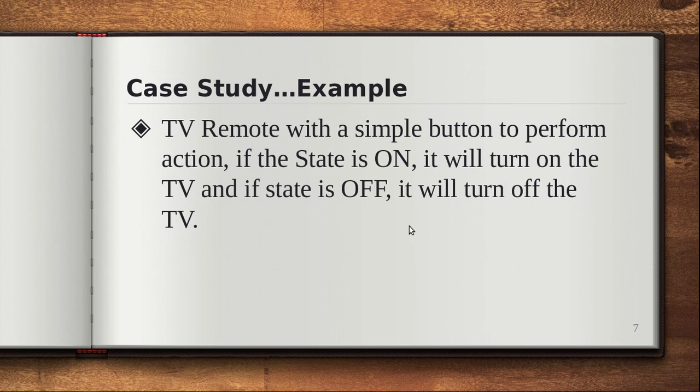Here I have taken a second case study, for a TV remote: a TV remote with a simple button to perform an action. If the state is on, it will turn on the TV, and if the state is off, it will turn off the TV. So the first thing, same as before, is to draw the class diagram using this problem description.